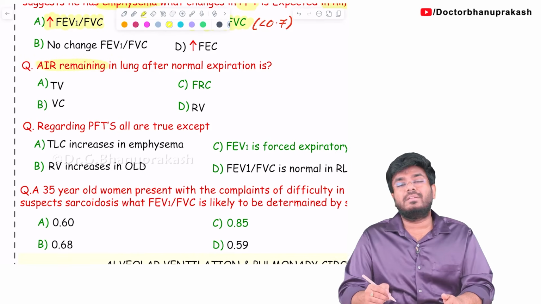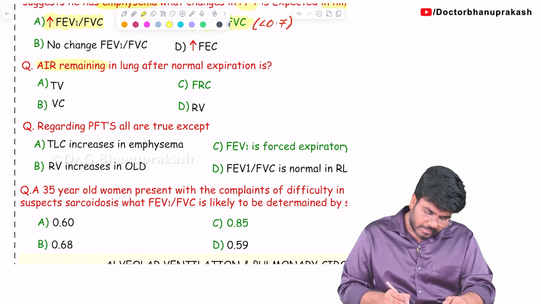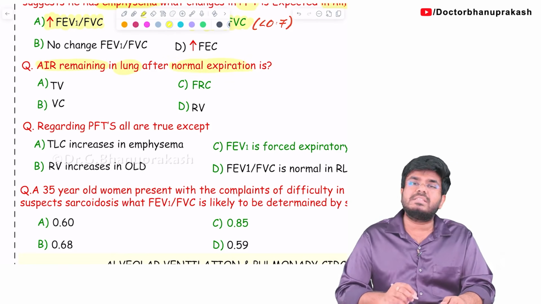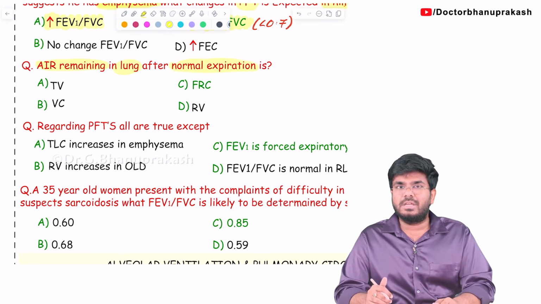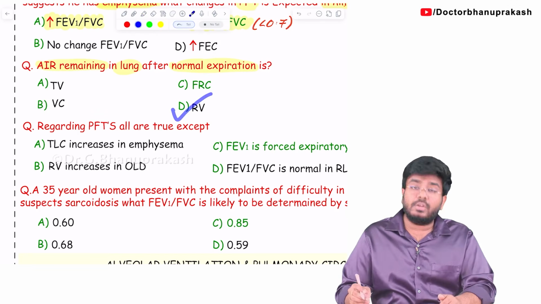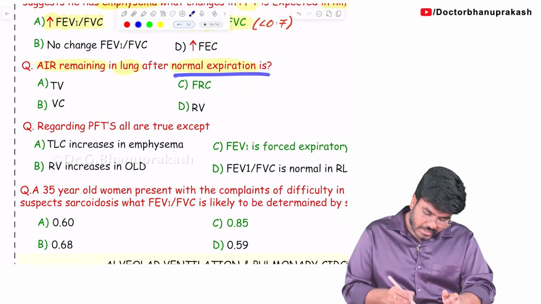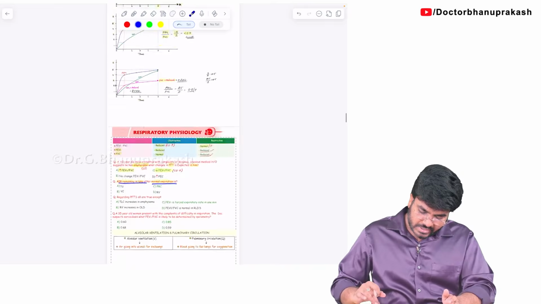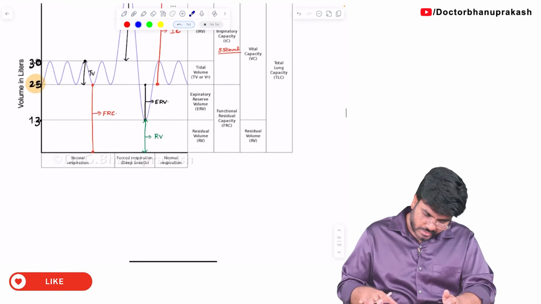Next, air remaining in the lung. So this is a topic from lung volumes and capacities. But anyway, air remaining in the lung after normal expiration. How much air is left over in the lung after normal quiet expiration? Most of the students will start to answer it as RV. No. After normal expiration, air remaining in the lung. Let's look at this diagram, guys.